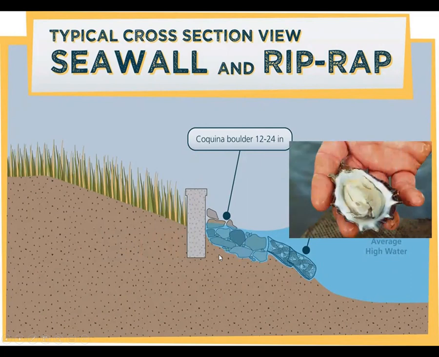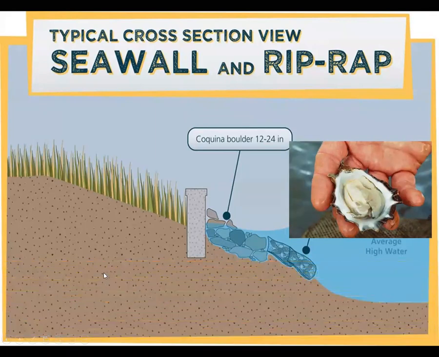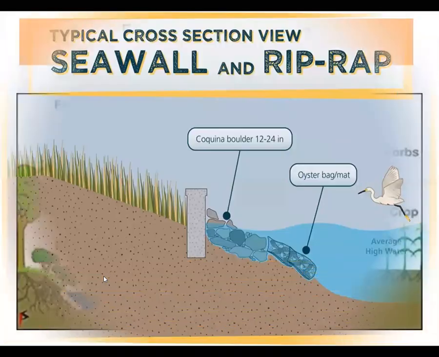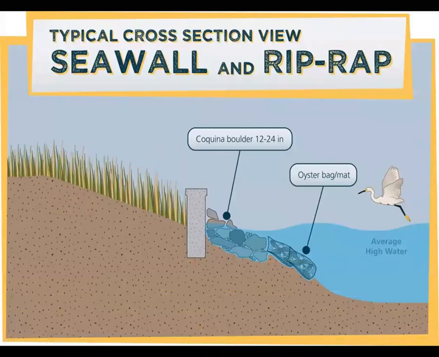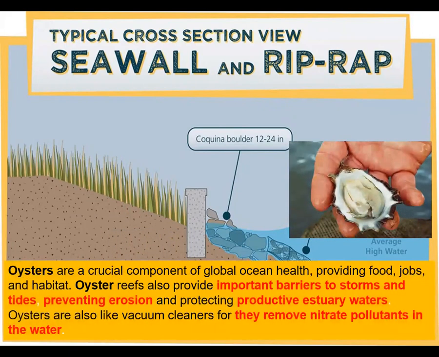And then we also have the oysters. And why oysters? Oysters are a crucial component of global ocean health, providing food, jobs, and habitat. Oyster reefs provide important barriers to storms and tides, preventing erosion and protecting productive estuary waters.